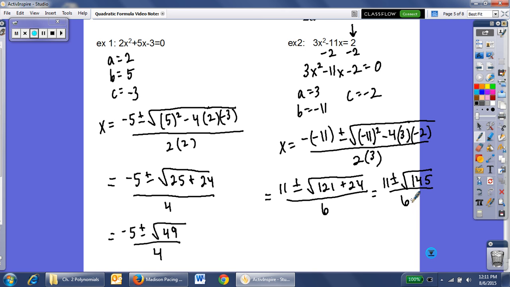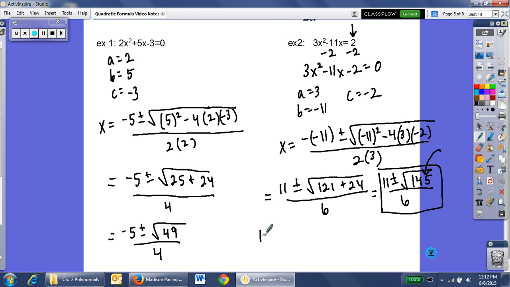Now I know there is no whole number that's the square root of 145. So from here, I'm simply just going to write the two answers. I could actually leave it like this if I want to. Sometimes, if the directions tell you to, you would have to simplify that square root, but it's fine leaving it just how it is, just for the purpose of plugging into the quadratic formula.